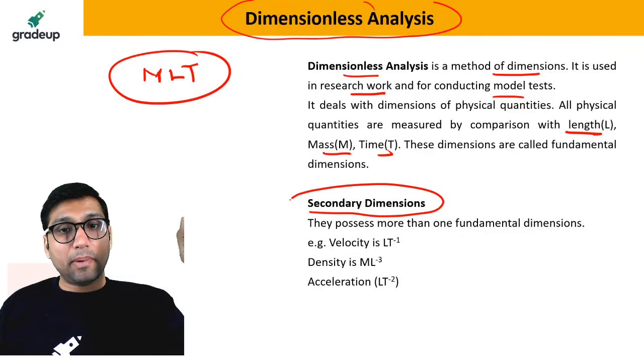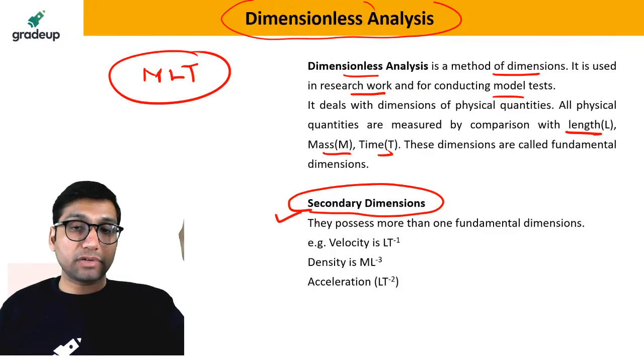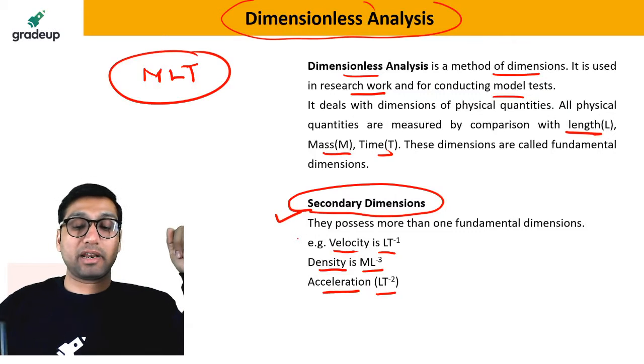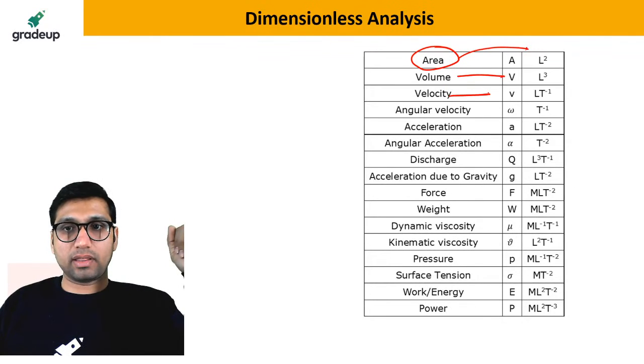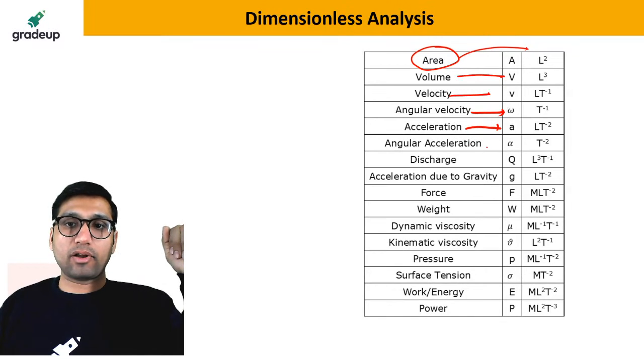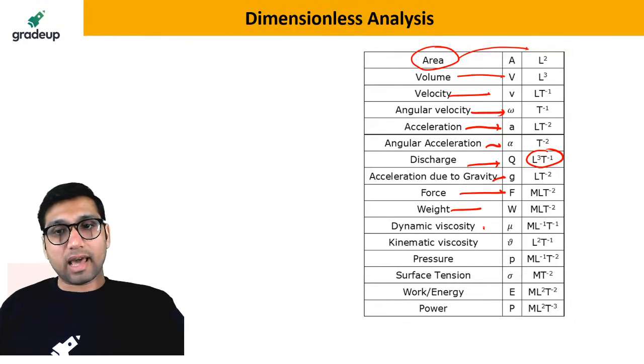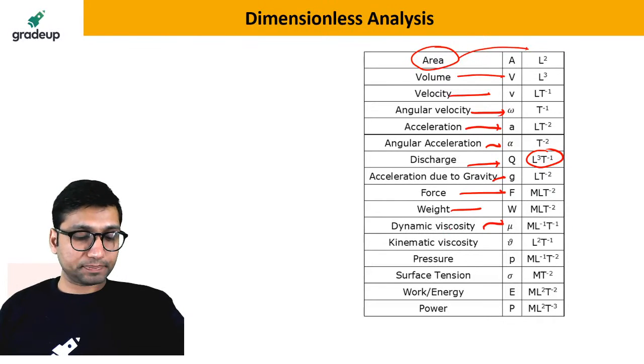Now from these fundamental dimensions we can derive some secondary dimensions: for velocity it is LT^-1, for density it is ML^-3, for acceleration it is LT^-2. These are called secondary dimensions. For example, area dimension is L^2, volume is L^3, velocity is LT^-1, angular velocity is T^-1, acceleration is LT^-2, angular acceleration is T^-2, discharge is L^3T^-1, acceleration due to gravity is LT^-2, force is MLT^-2, weight is MLT^-2, dynamic viscosity is ML^-1T^-1.